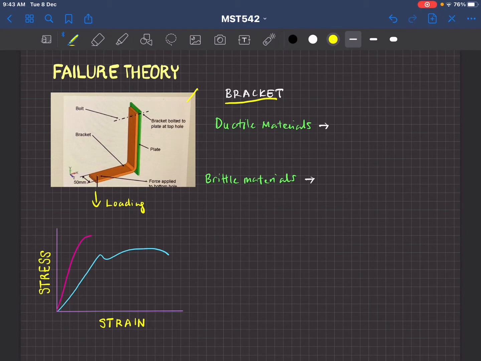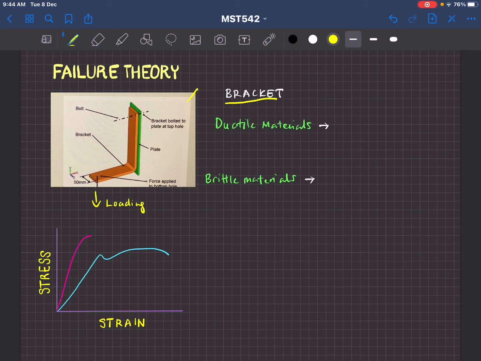So how can we predict when the static failure will occur? And at what level does the stress in the object need to reach for it to fail? So first we need to define what a failure is. So how can we predict a failure? For a ductile material, failure can happen at the onset of plastic deformation.